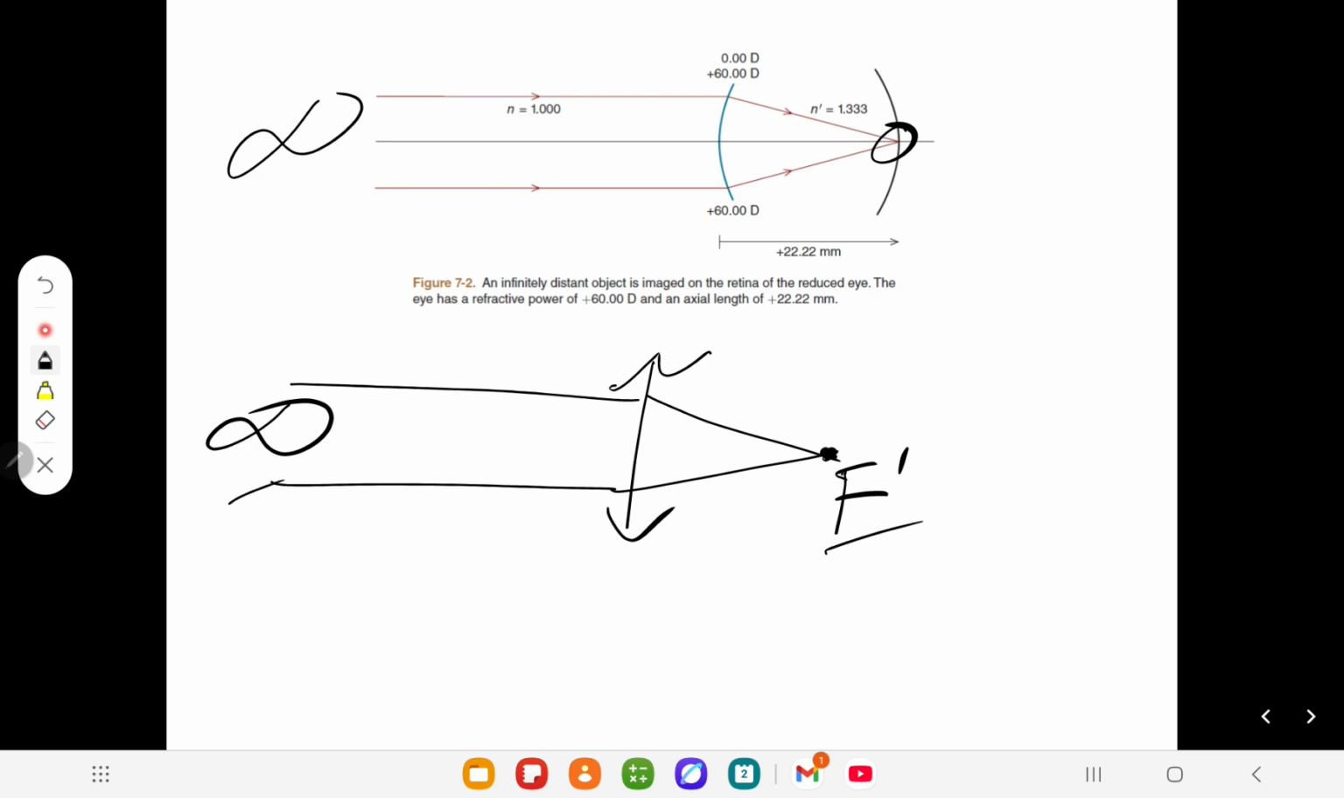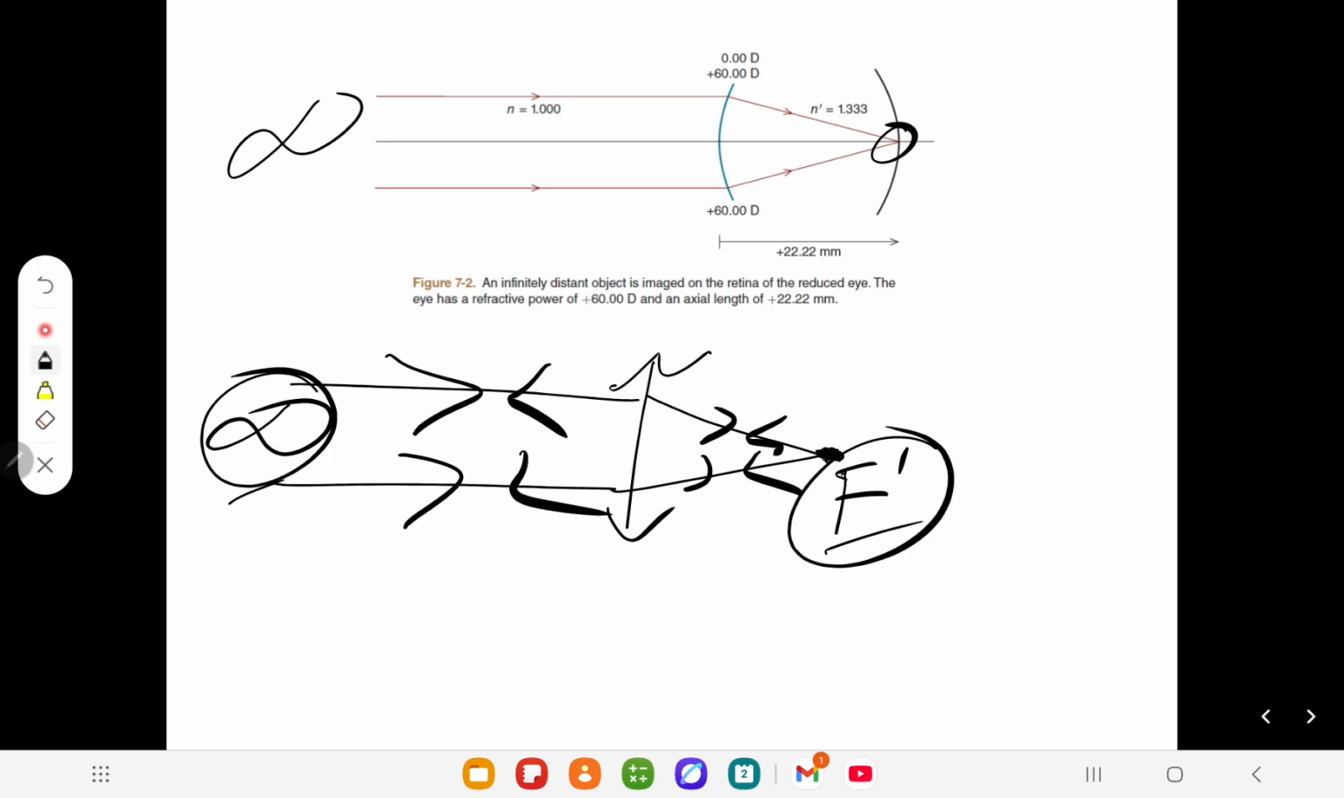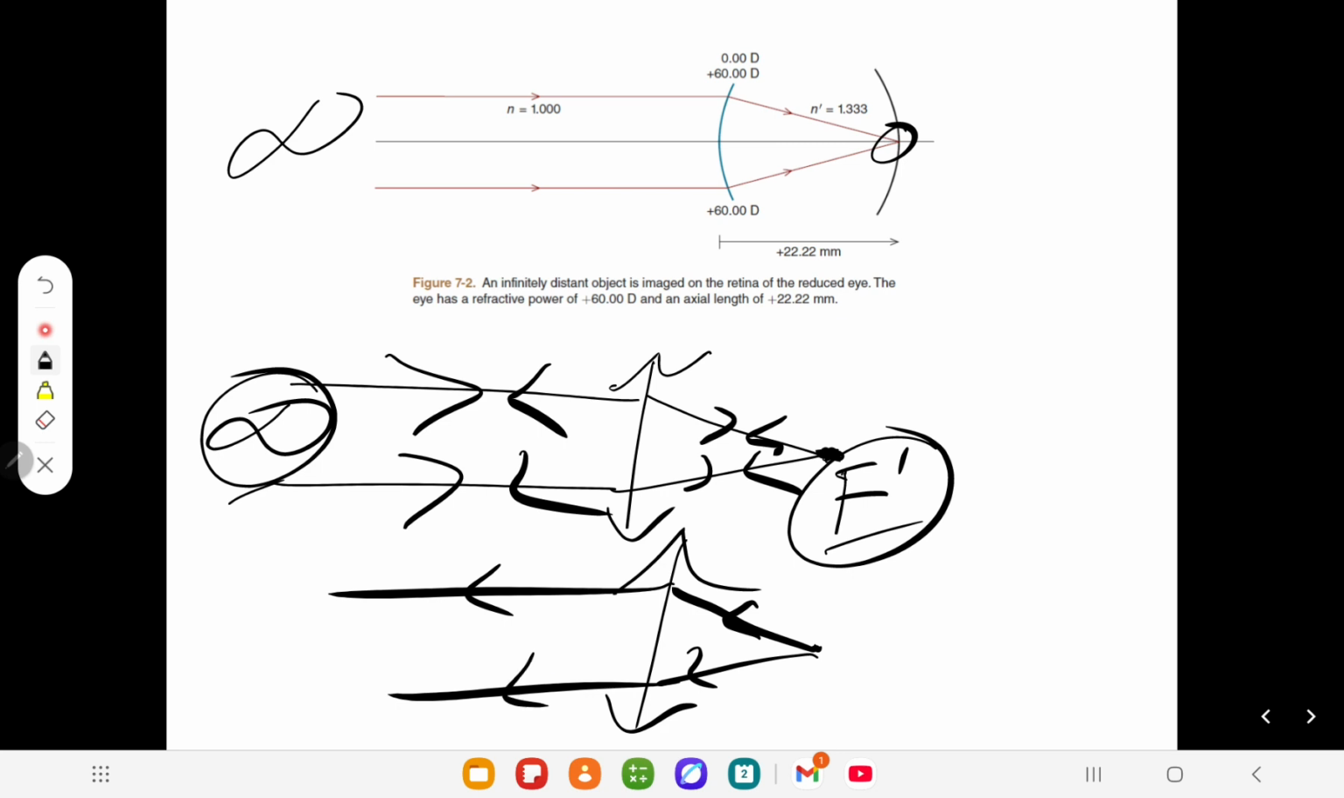If you send light from here, it comes to focus. If we send light from here, then it goes out parallel. So infinity and the secondary focal point are conjugate points. We can switch the places and it doesn't matter. Light comes from here, and in the reverse direction it goes to here. So you have to understand the concept of the far point.